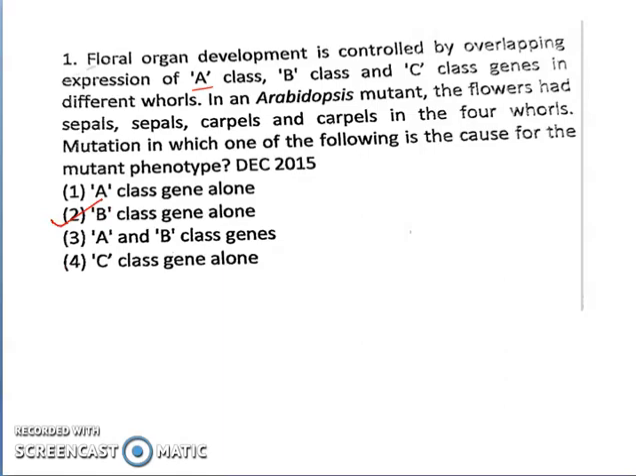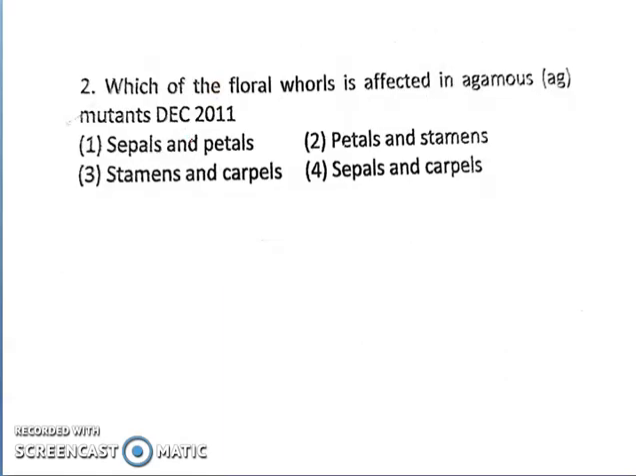Now let us have a look at our second question. The second question states: which of the floral whorls is affected in agamous mutant? It is asking that if the agamous gene is mutated, which part of the flower will be affected? Now let us see the chart.